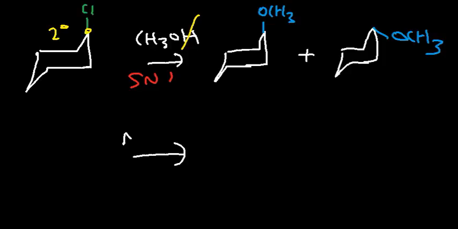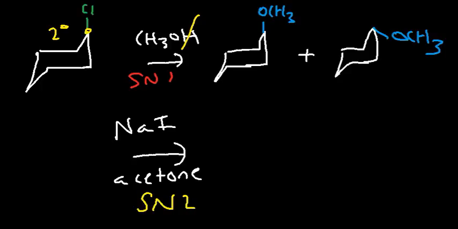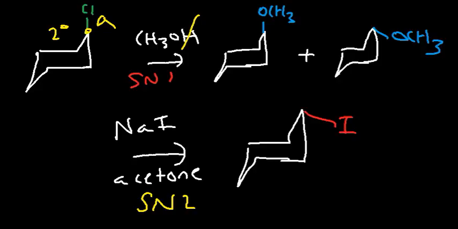Now let's say if you add sodium cyanide. Actually, let's use something different. Let's use sodium iodide in acetone. Well, acetone is a polar aprotic solvent, so this is going to favor an SN2 reaction. So we're only going to get inversion of stereochemistry. Here it's in the axial position, so the iodine is going to be in the equatorial position.